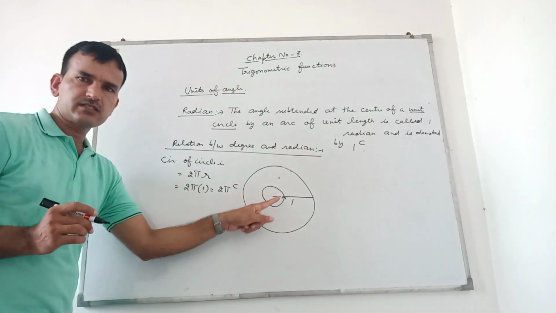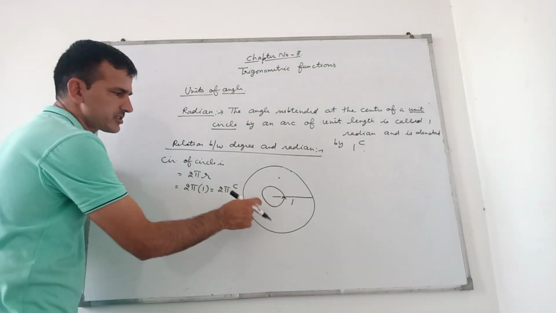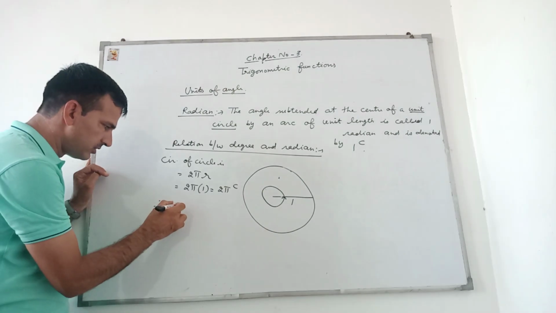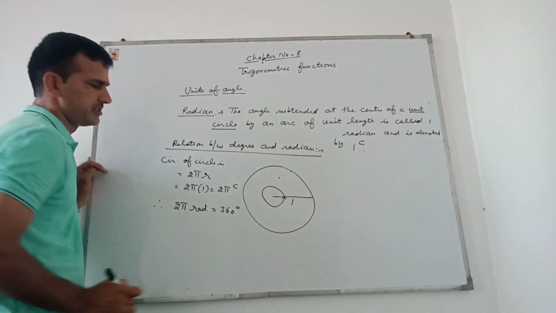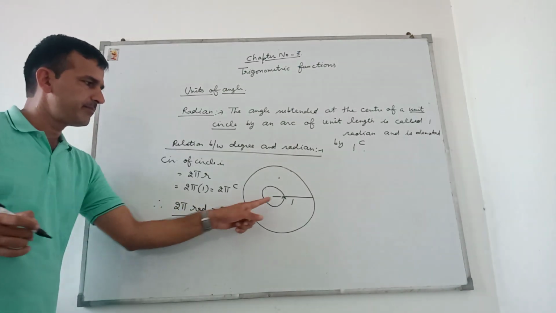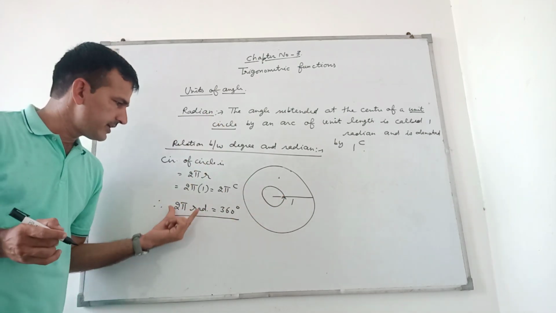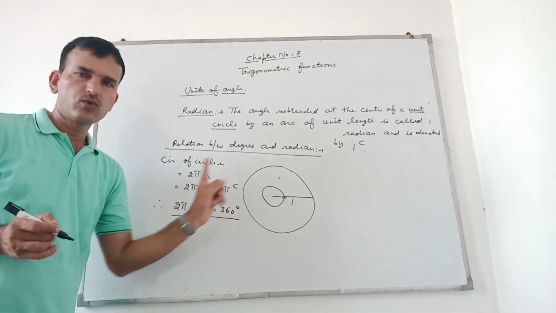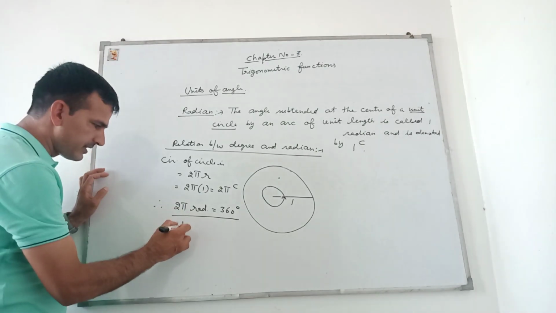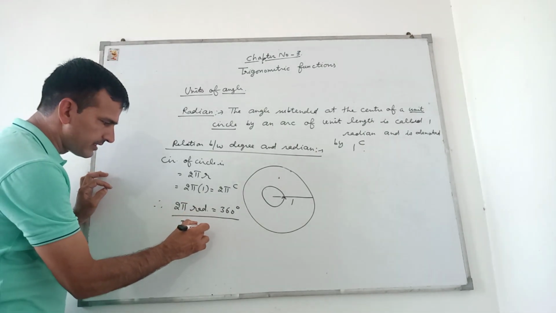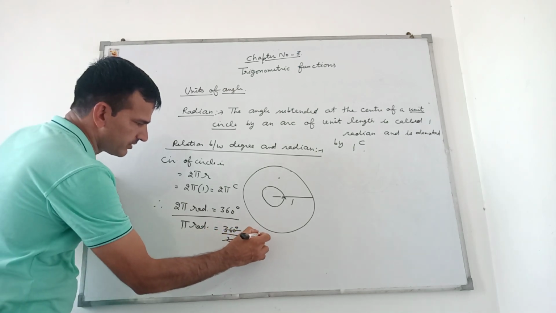And in degree this complete angle is 360. Therefore 2 pi radian is equal to 360 degree. डिग्री में बेटा ये कंप्लीट एंगल आपका 360 है, और रेडियन में बेटा ये एंगल जो आपका है वो 2 पाई रेडियन. नाउ पाई रेडियन, 2 से डिवाइड करें बेटा इसको. पाई रेडियन इक्वल टू 360/2 इज इक्वल टू 180 डिग्री.